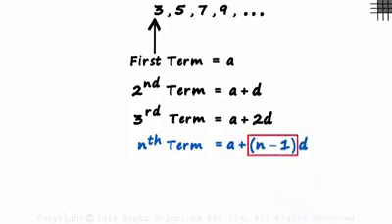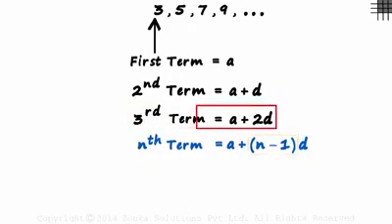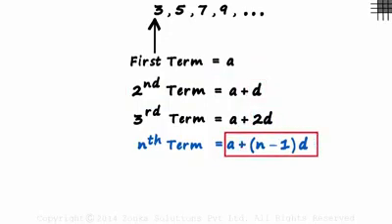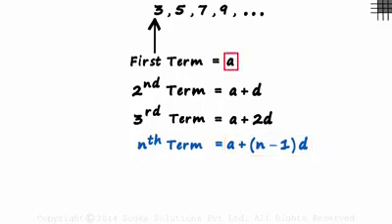Why n minus 1? Observe the pattern. Third term 2D, second term 1D. So this is the formula we had seen earlier. First term plus (n minus 1) times D. It's just that we have written the first term as A.